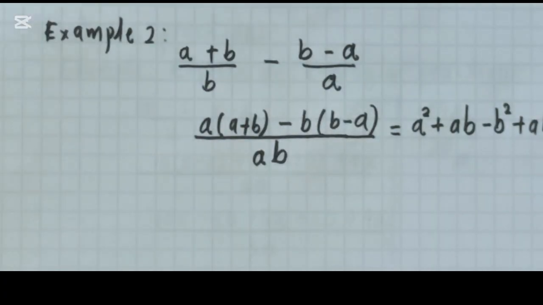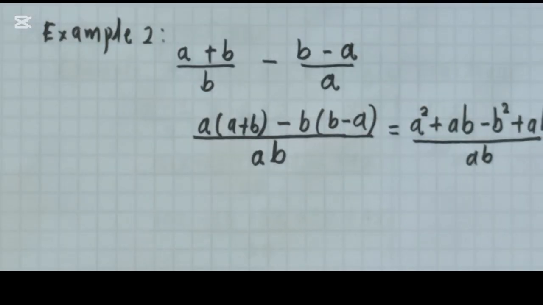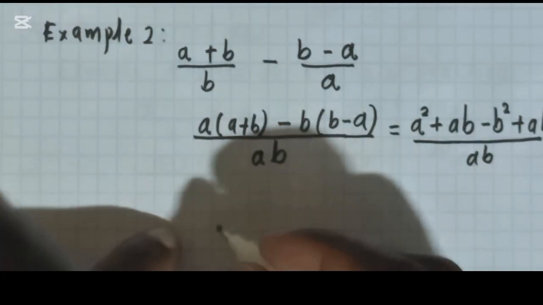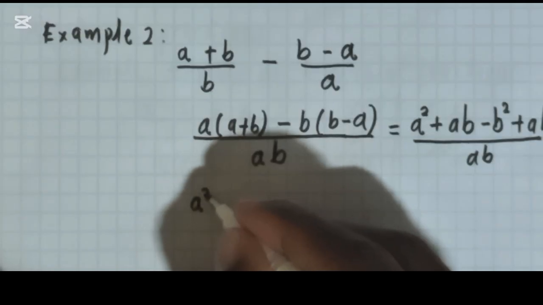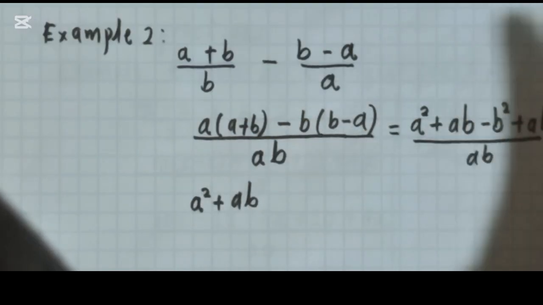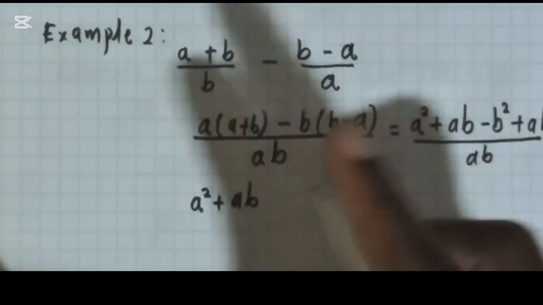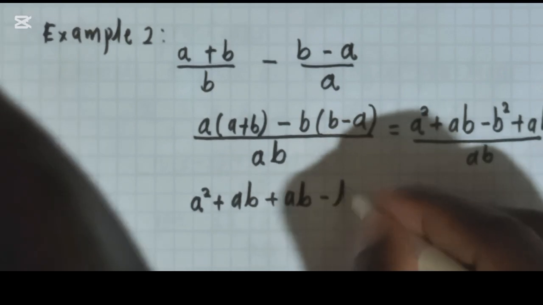Positive AB, and all that all over AB, our LCM that we had earlier. I wanted to note that we can then collect like terms and find the solution to this problem. So when we collect our like terms, we are going to have A squared plus AB. AB and AB are like terms, so we're going to put them together, plus AB plus AB minus B squared.